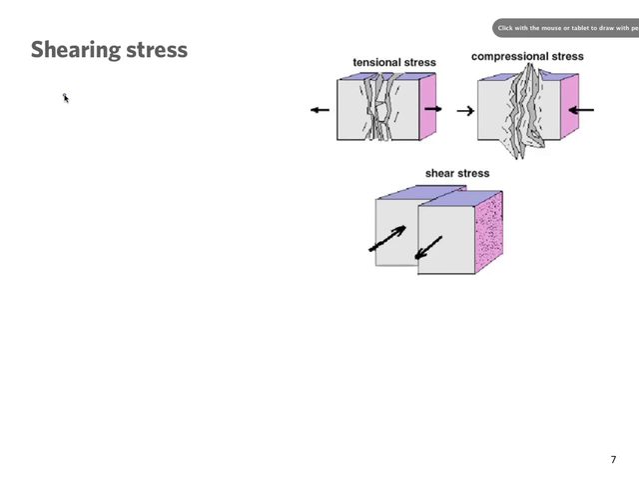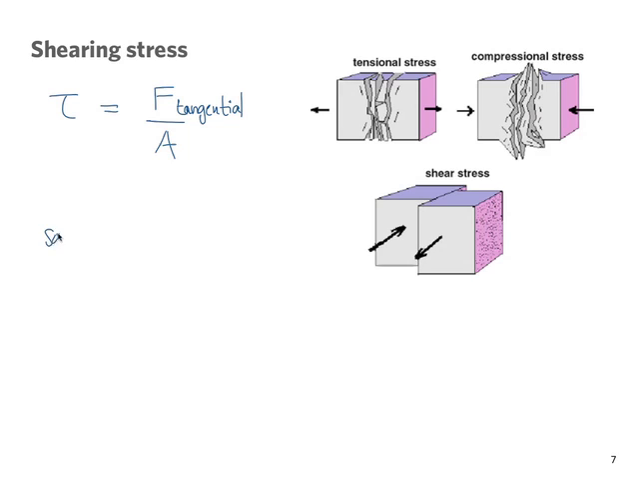Stress is force divided by area. So we use tau for stress, and it's force divided by area. But shearing stress, if you look at this picture, we have tensional stress, compressional stress, and tangential or shear stress. So shear stress is the tangential force divided by area. When shear is applied to a solid, it simply reaches a position of equilibrium.